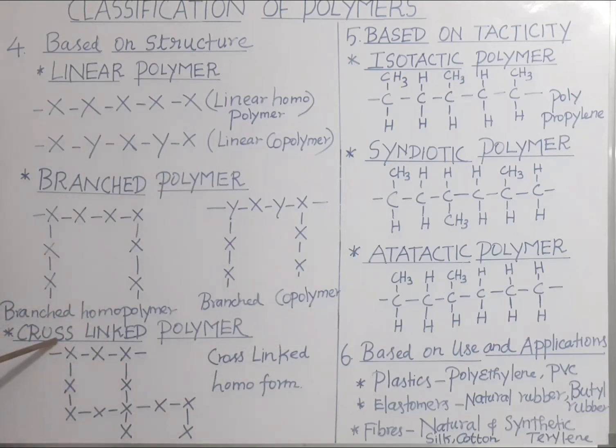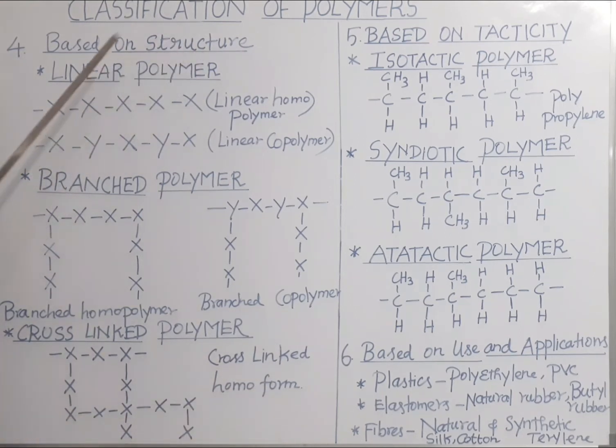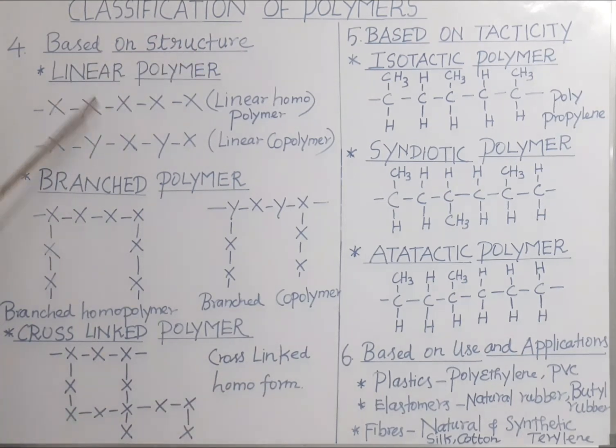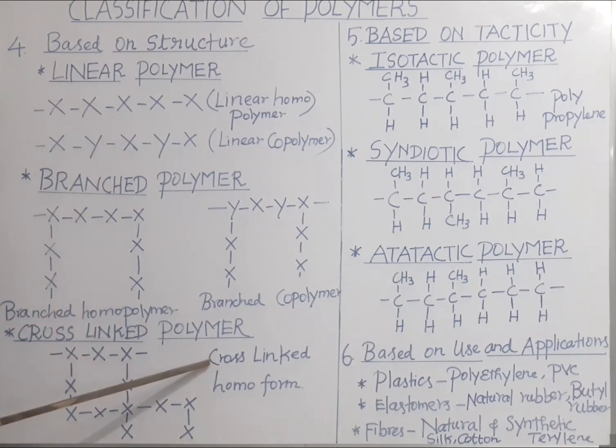The third one is cross-linked polymer. If the monomeric units are arranged in a cross-linked fashion, that type of polymer is called a cross-linked polymer. For example, cross-linked homopolymer. See the example, the same type of monomeric units are arranged in a crossed fashion. At that point it undergoes cross-linking. So this is cross-linked homopolymer. So based on structure, polymers are classified as linear, branched and cross-linked polymer.